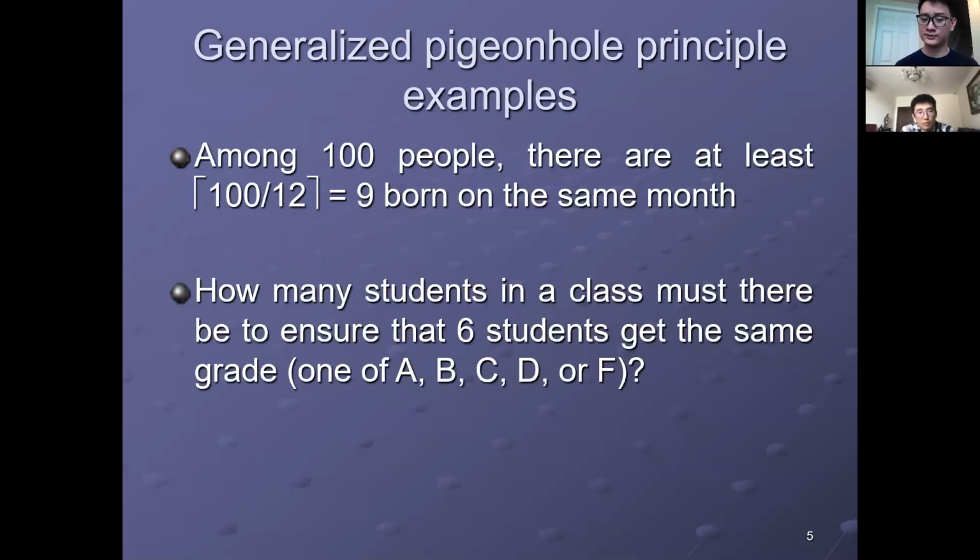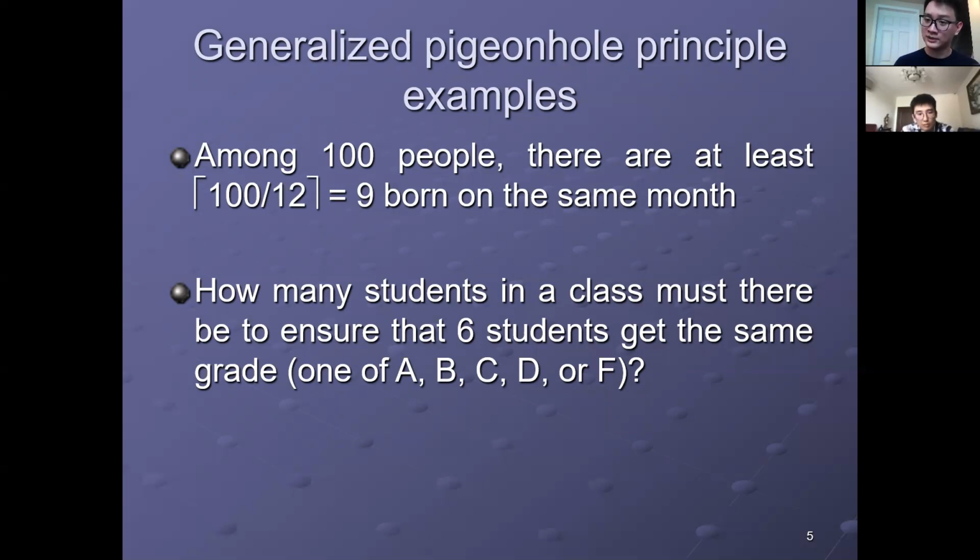Now, here's a brain teaser. How many students must there be in a class to ensure at least 6 students get the same grade? We know the grade options are A, B, C, D, and F. We're not going to talk about E. So let's say there are 5 types of grade. How many students must there be in the class to ensure at least 6 students get the same grade?